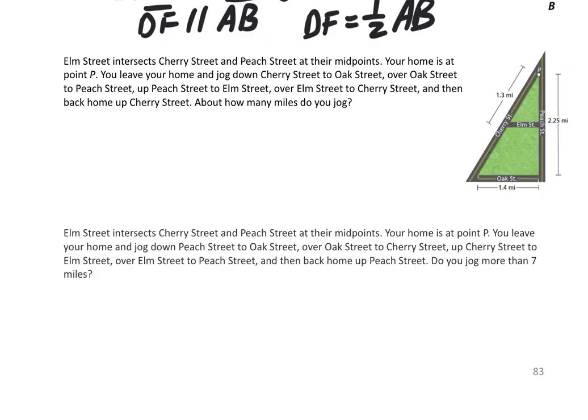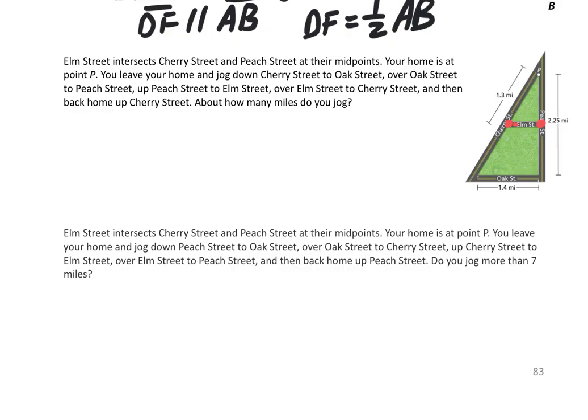Now, this is a big old long question. We got to read it carefully to understand exactly what's going on. Elm Street intersects Cherry Street and Peach Street at their midpoints. So that right there is telling me that this is a midsegment. I'm going to get rid of that so I can see the word Elm there. But we know that's a midsegment.